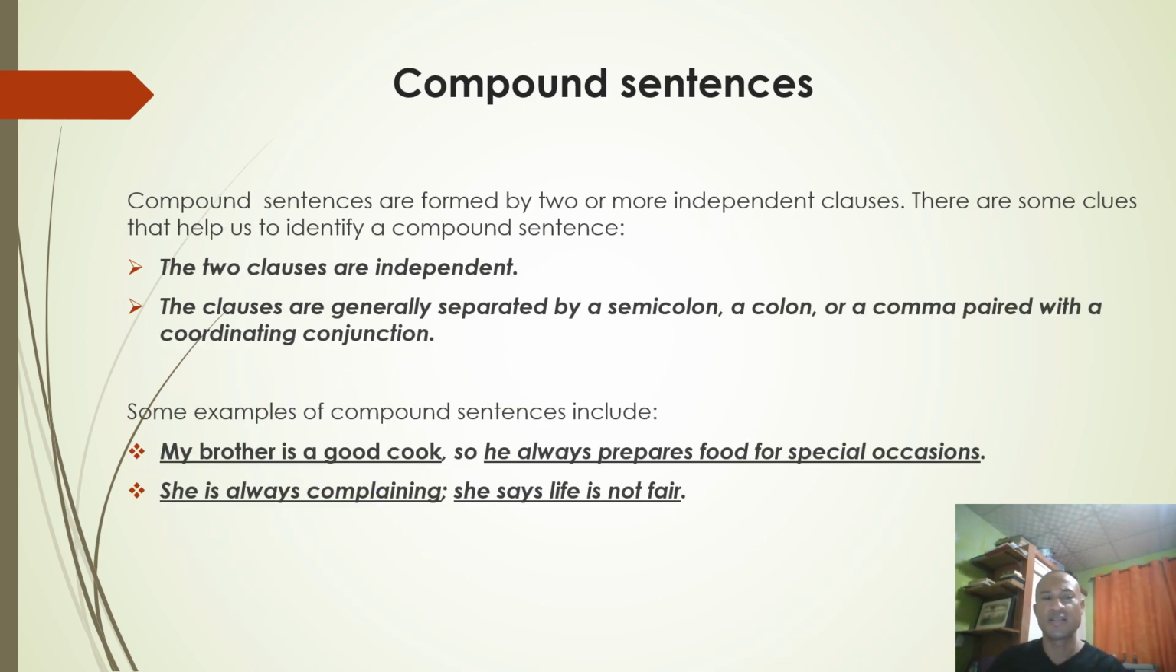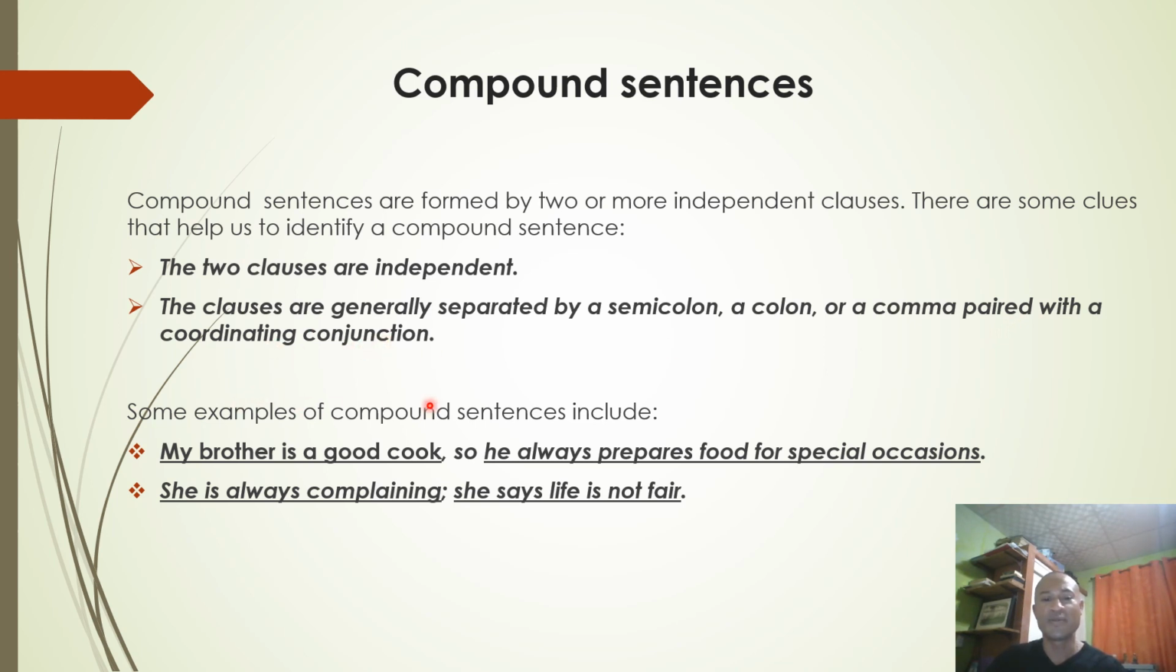Compound sentences. Compound sentences are formed by two or more independent clauses. There are some clues that help us to identify a compound sentence. For example, the two clauses must be independent. The clauses are generally separated by a semicolon, a colon, or a comma paired with a coordinating conjunction.